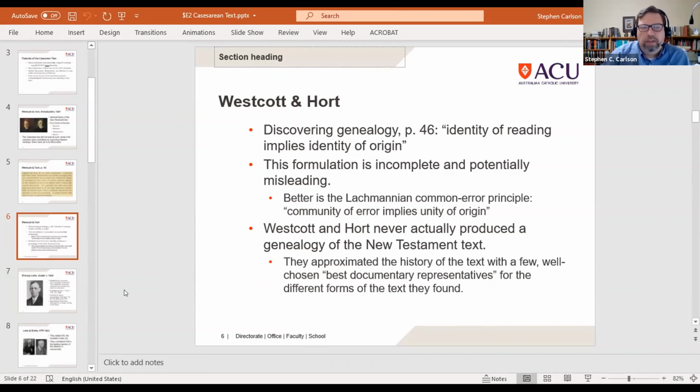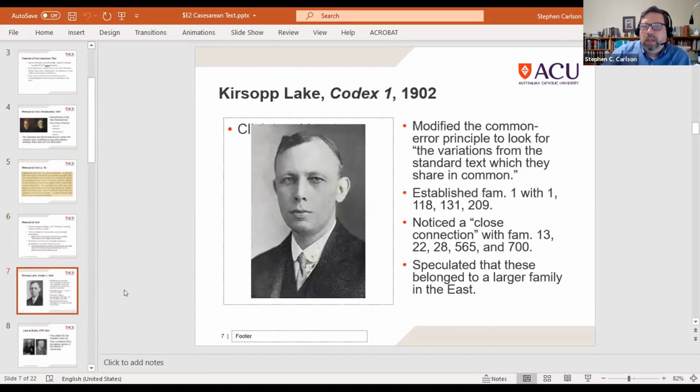So there's no Caesarean text in Westcott and Hort, and we do get the next stage of that with Kirsopp Lake, who wrote Codex 1 and Its Allies in 1902, and he made some methodological changes, and he started building what is going to become the Caesarean text.